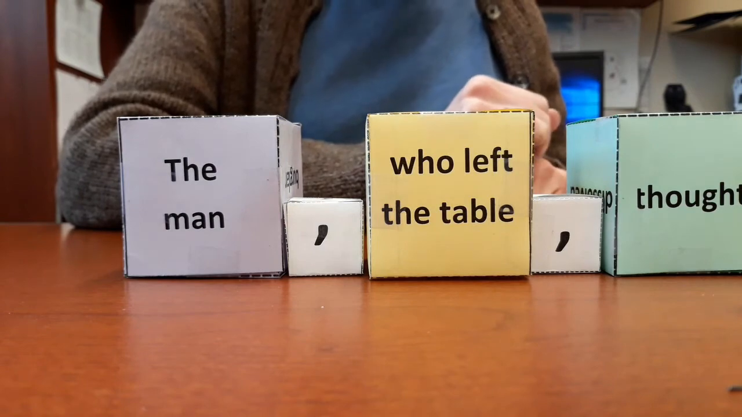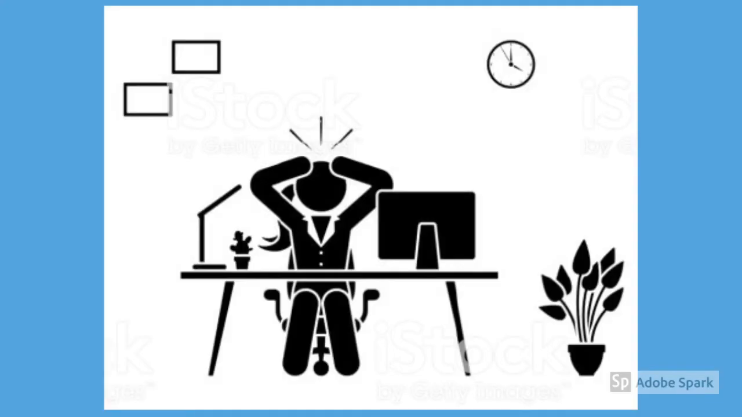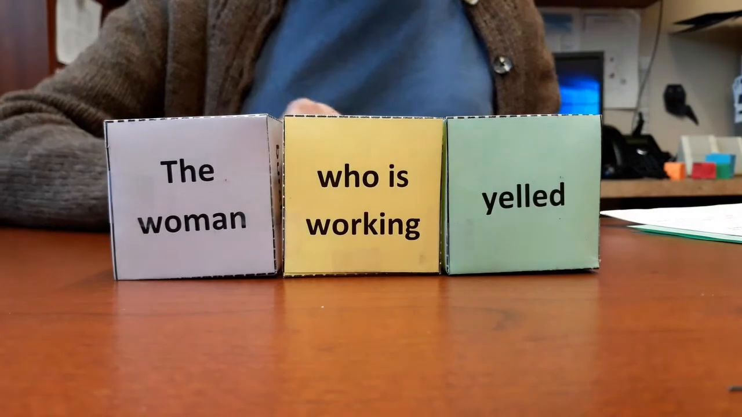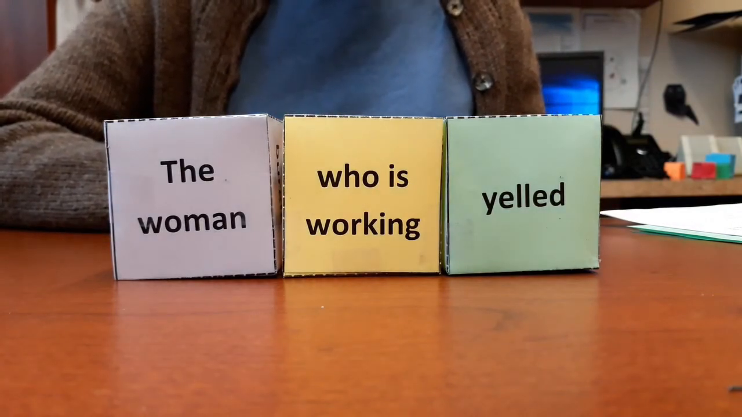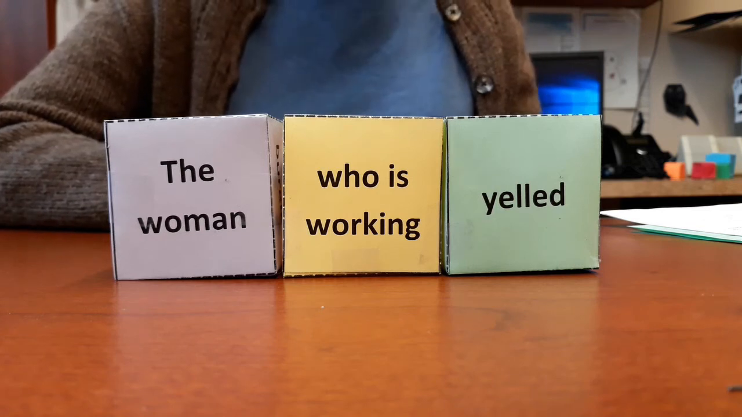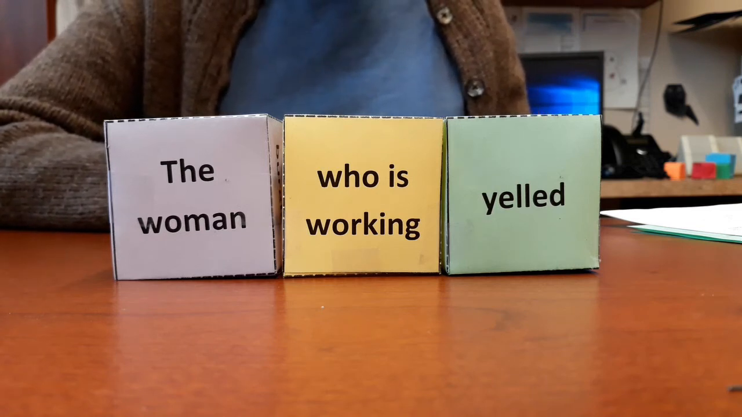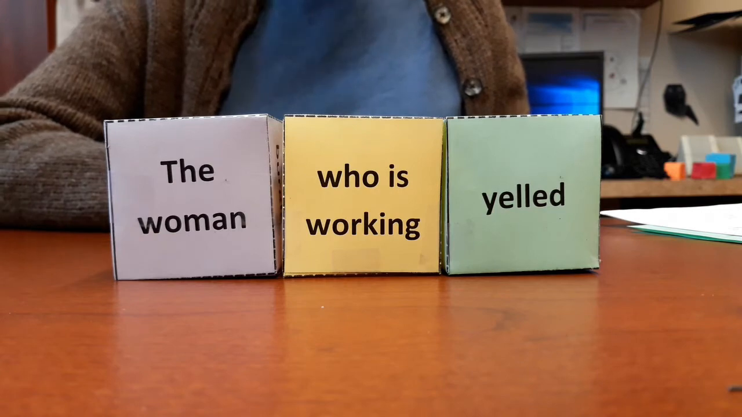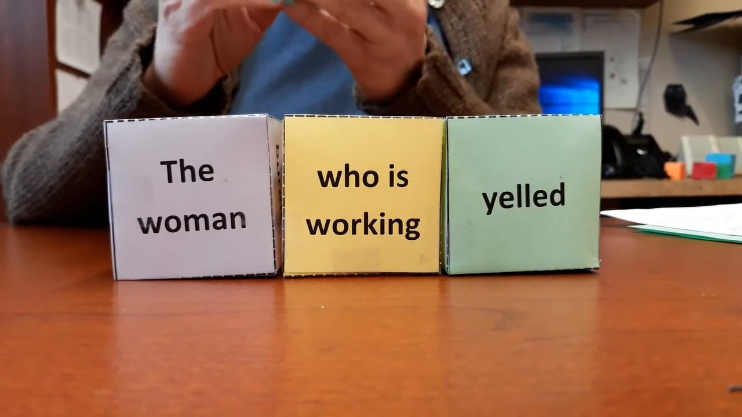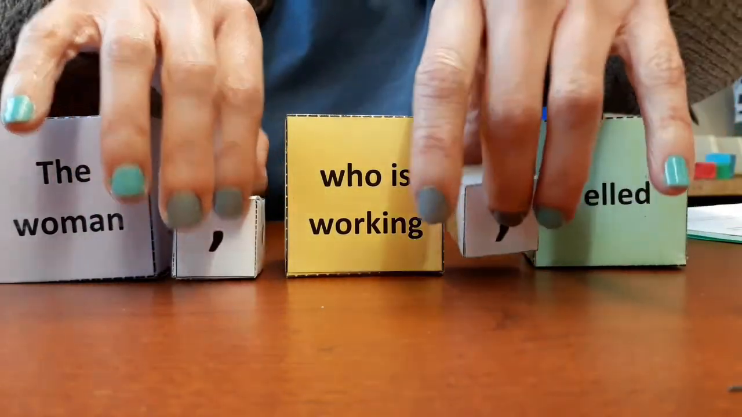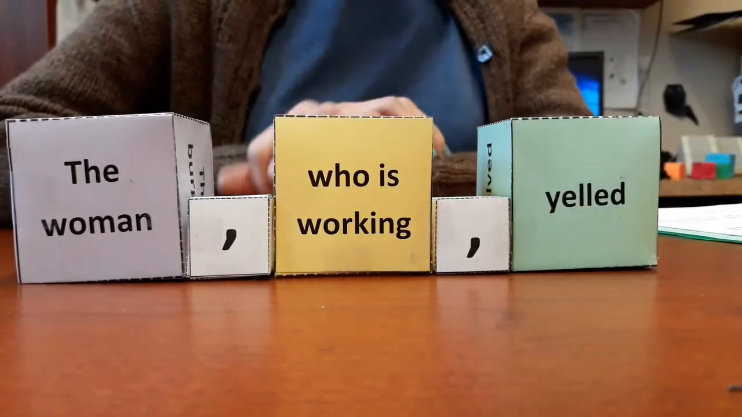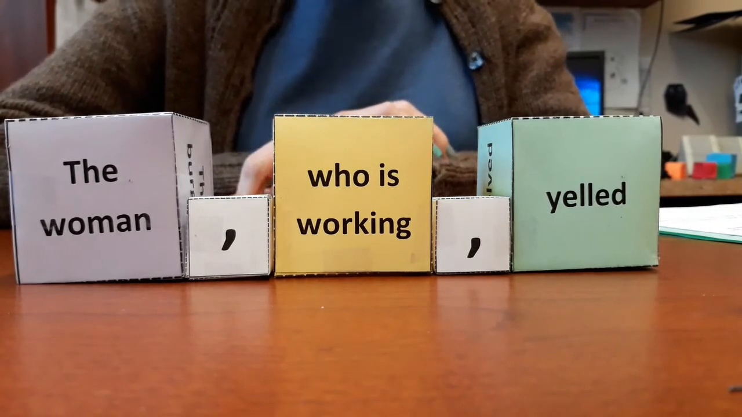Let's look at another. There's just one woman here. The woman who is working yelled. We don't need to be told which woman. There was only one in the picture. The adjective clause interrupts to give us some non-essential information. We need to have commas around the interruption. The woman, who is working, yelled.